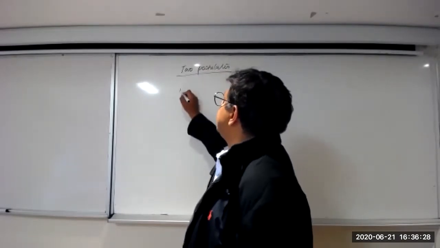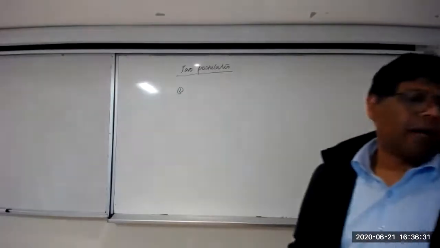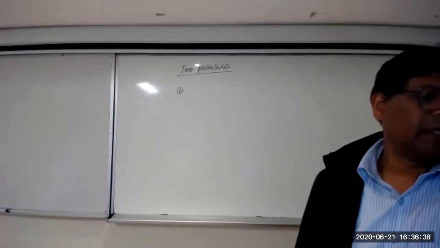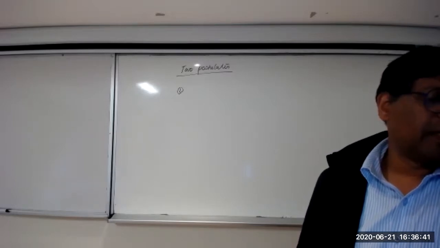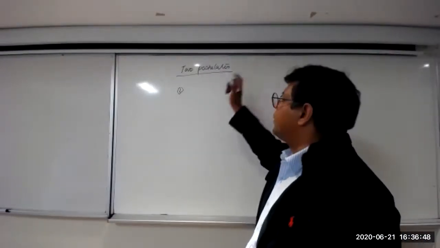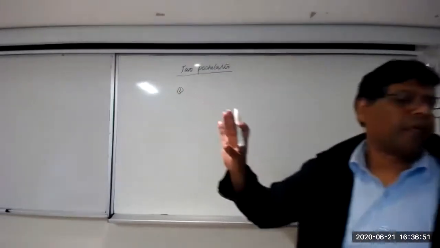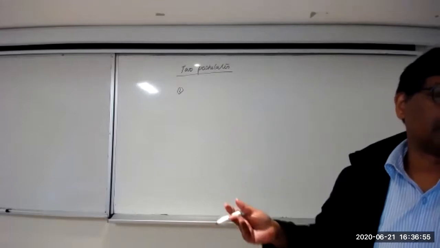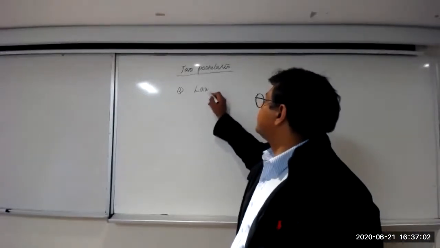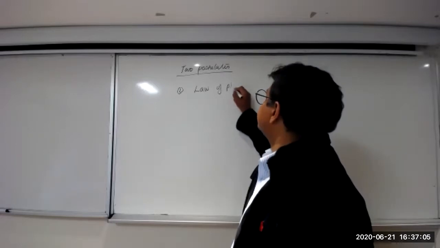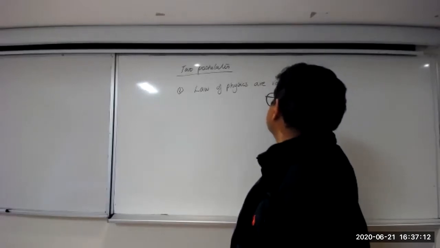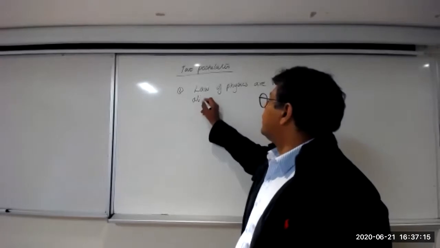The two postulates. The first one, this is Einstein's postulate based on the Michelson-Morley experiment. The Michelson-Morley experiment shows that the speed of light doesn't change. So then Einstein came up with the idea that the first postulate has nothing to do with the Michelson-Morley experiment. He was saying that there is no absolute frame of reference. If you do a physics experiment in any inertial frame of reference, you should get the same result. The first one: the laws of physics are valid in all inertial frames.